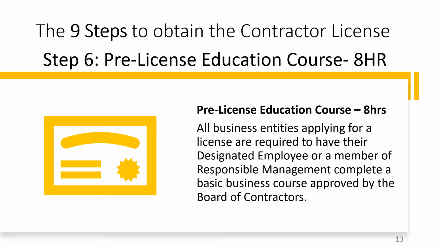Step 6. Pre-license education course, 8 hours. All business entities applying for a license are required to have their designated employee or a member of responsible management complete a basic business course approved by the Board of Contractors.